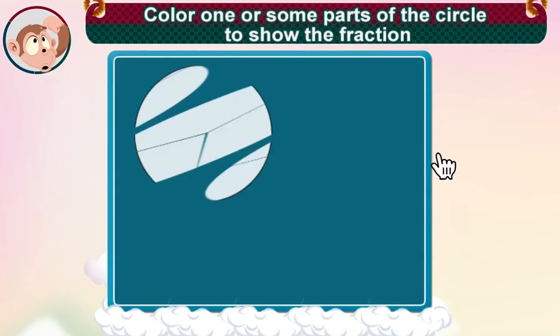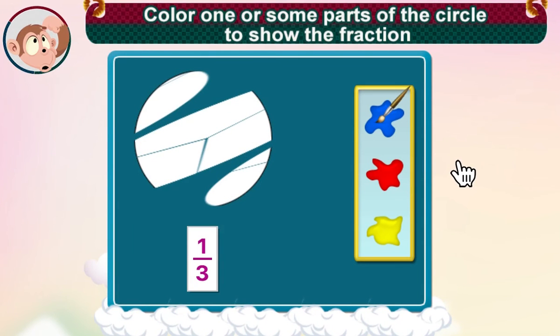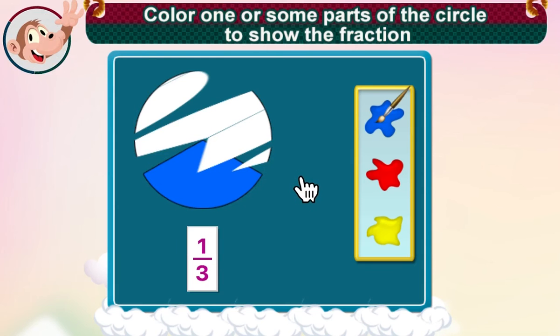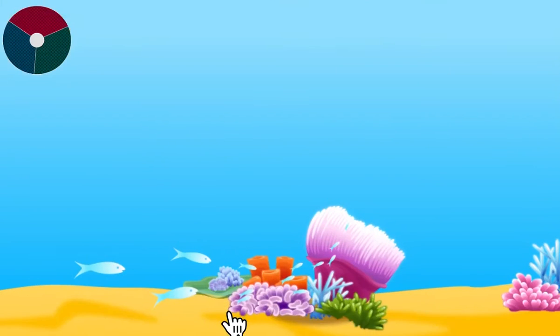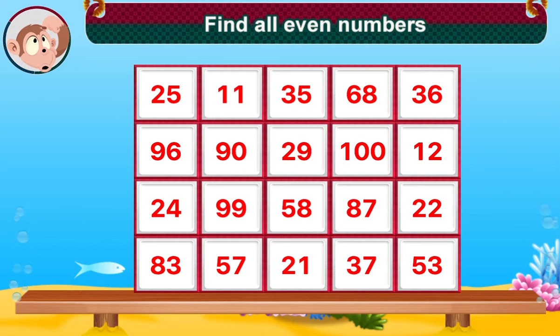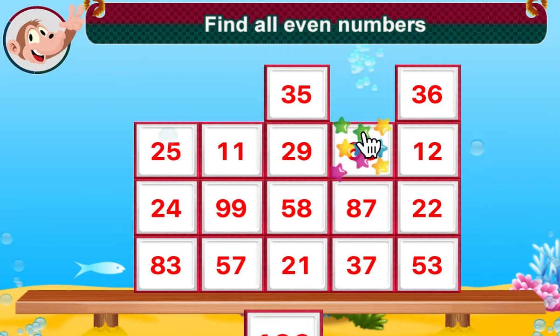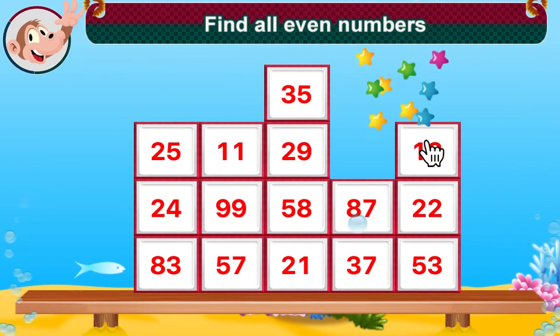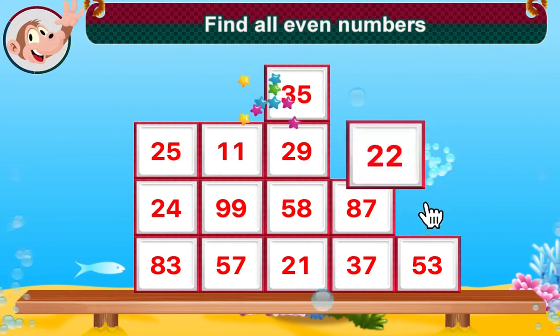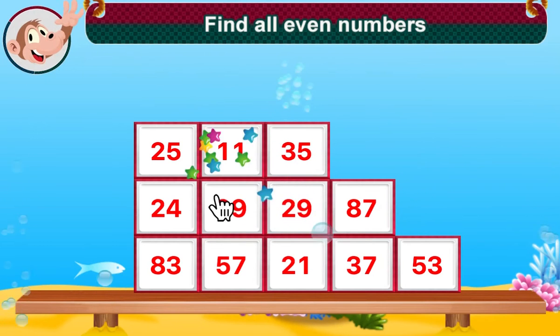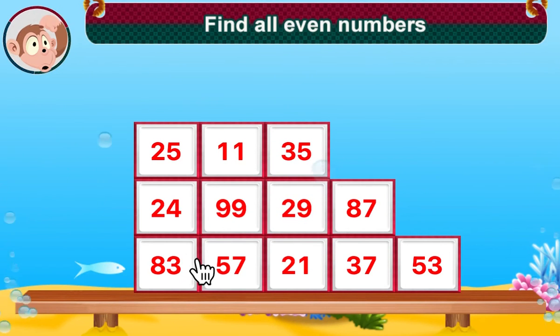Color one or some parts of the circle to show the fraction. One third. Find all even numbers. 96, 90, 100, 68, 36, 12, 22, 58, 24.